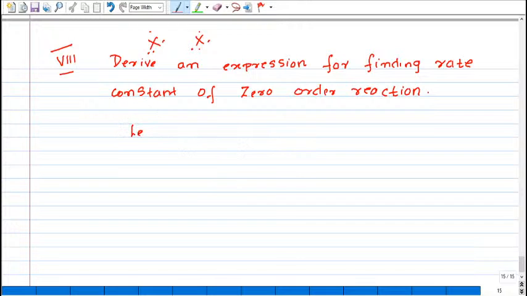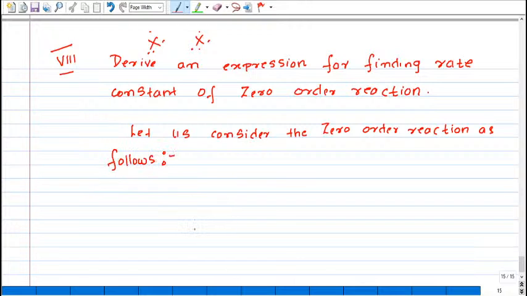Let me revise this again. For some of the students I have already taken this, even though it's a revision for them. For the students who are attending new, it's very important to remember this. Let us consider the 0 order reaction as follows. So let us take a reaction like this: R gives product. Write down this.